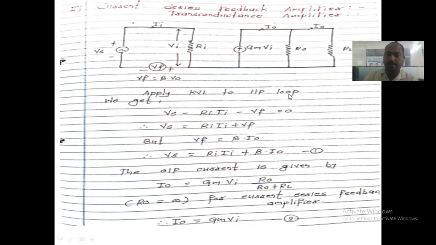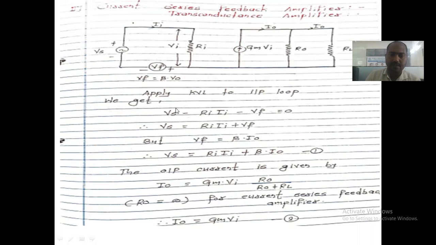Okay, apply KVL to the input loop. There are two loops. One is input, other is output, right? So in case of the input loop, start with Vs, which is positive, with current Ii flowing through Ri, so Vs minus Ri into Ii, and going towards the plus minus, so minus Vf. So your equation is Vs minus Ii into Ri minus Vf. This is the equation, right?